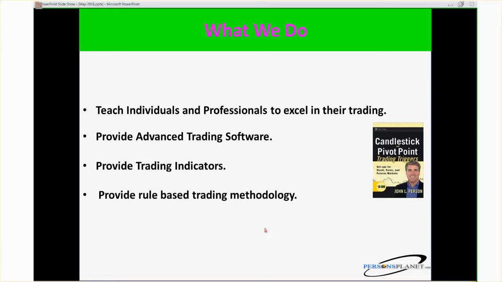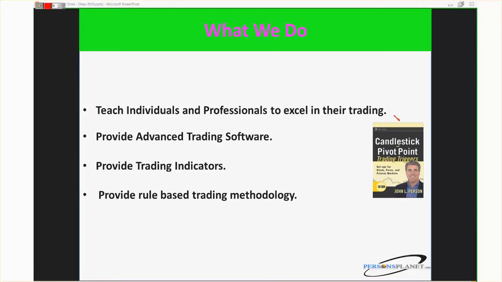That's the book right there, Candlesticks and Pivot Point Trading Triggers. It came and did backtest studies, the first time anyone did a backtest study on the relevancy of what formed highs and lows of markets in a given time frame. It was this book right there. I'm proud to say it's going on its 11th year.